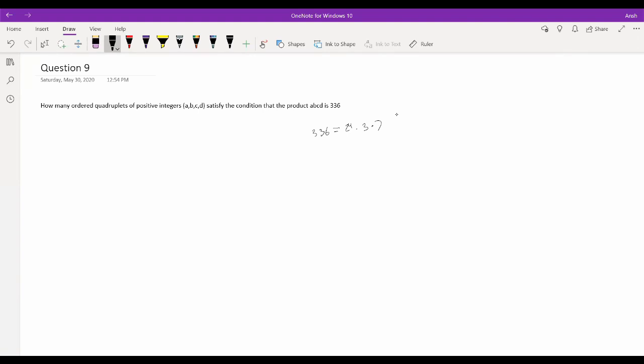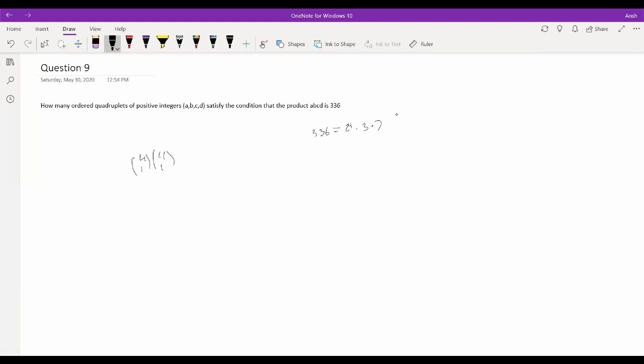Let's do 3 and 7 first, since they're a lot easier. You can basically make any of A, B, C, or D contain the 3. So there's 4 choose 1 ways to assign the 3 to one of A, B, C, or D. And the same thing goes for 7. So there's 4 choose 1 times 4 choose 1 ways to assign the 3s and the 7s to A, B, C, and D.